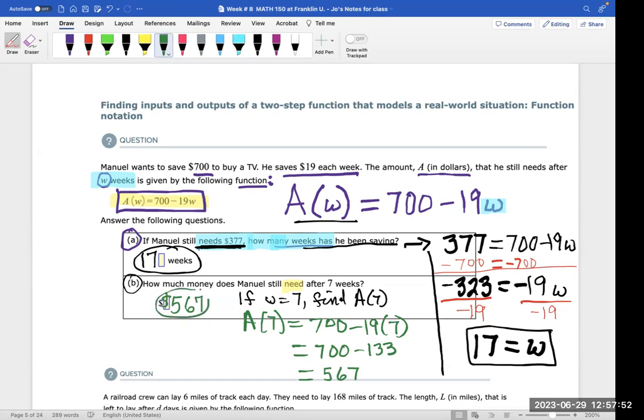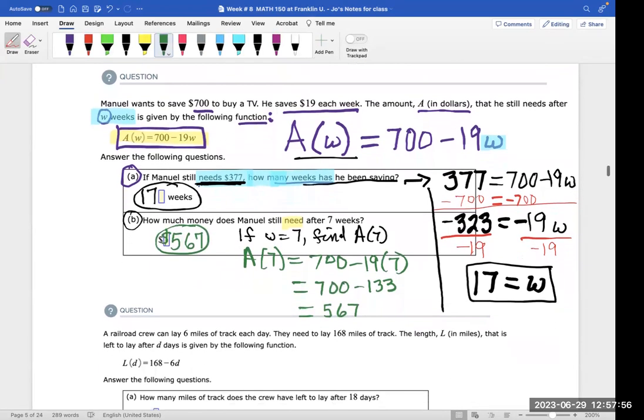Someone needs $567 after 7 weeks of saving.